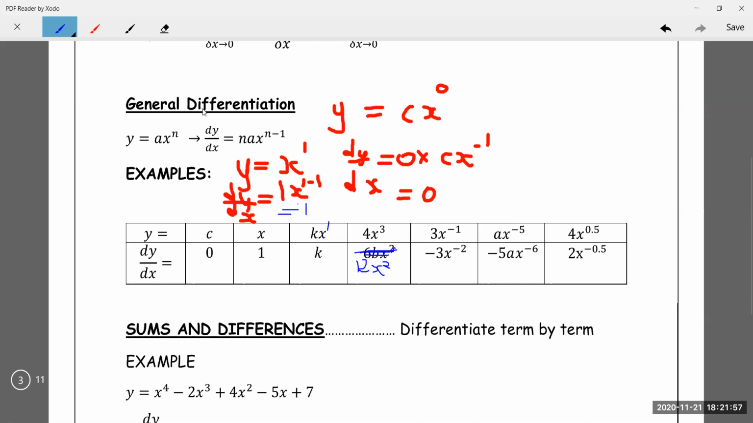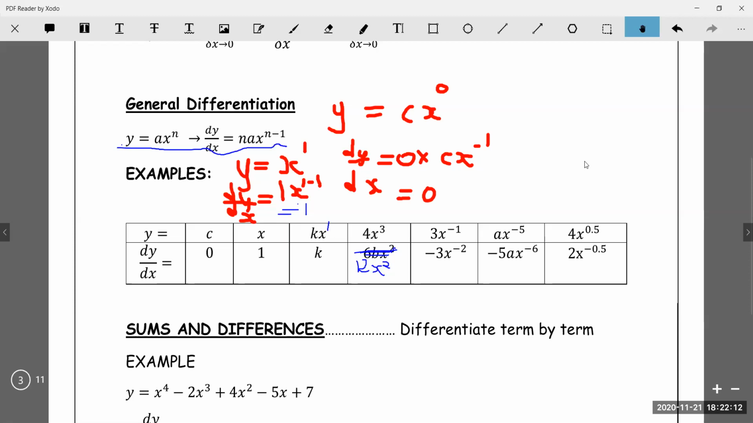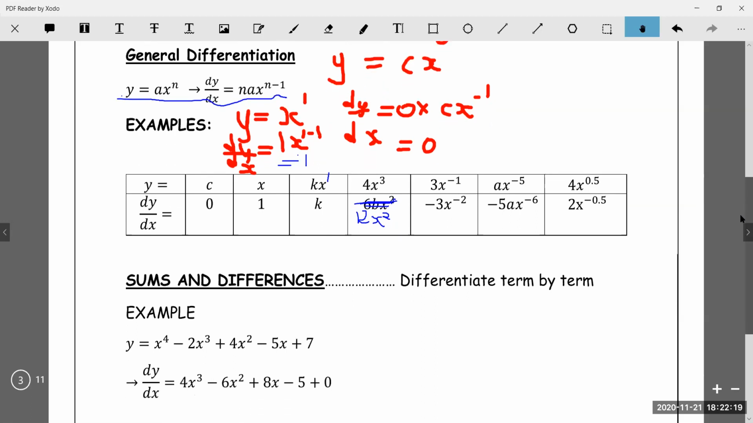So again, this is the general rule. If y is equal to ax to the n, then dy by dx is equal to nax to the n minus 1. All right. That's the general rule. Now, we're going to look at sums and differences.